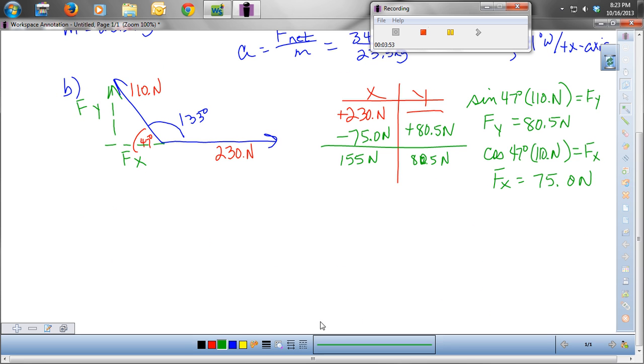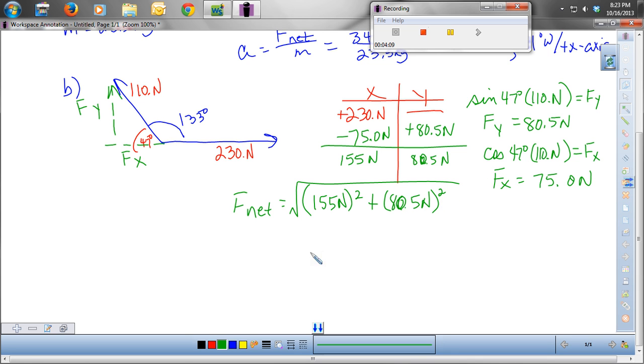Now I need to show my work to get my F net. My F net is going to be the square root of 155 newtons squared plus 80.5 newtons squared. So when I solve for my net force, I got 174.7 newtons.